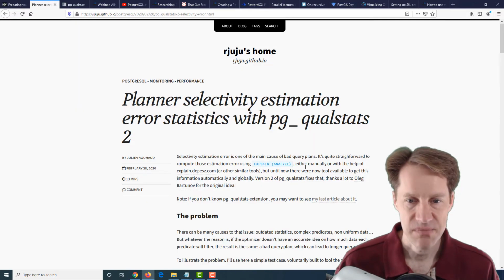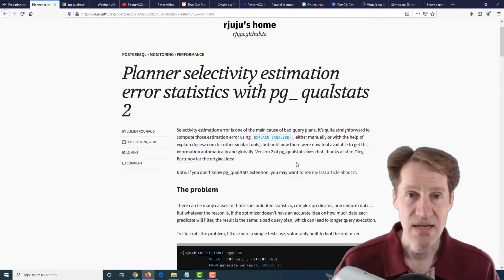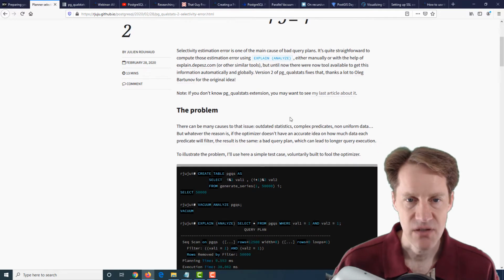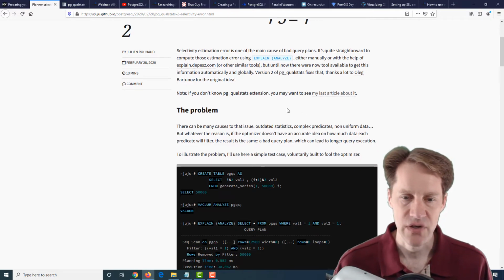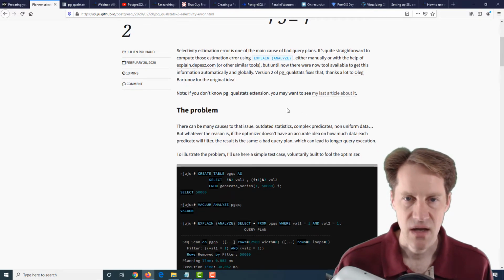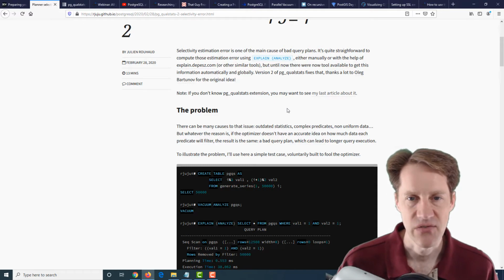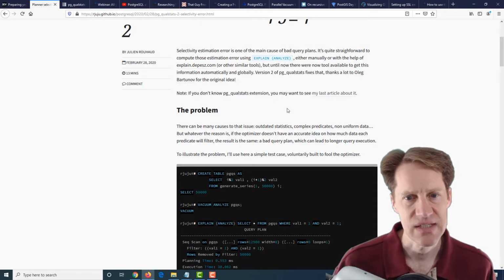Now they had a previous post that they discuss here where it's talking about being able to do index prediction on what indexes would be good to add, whereas this particular feature talks about being able to look at relationships between columns within a table in terms of estimating if they need additional statistics.